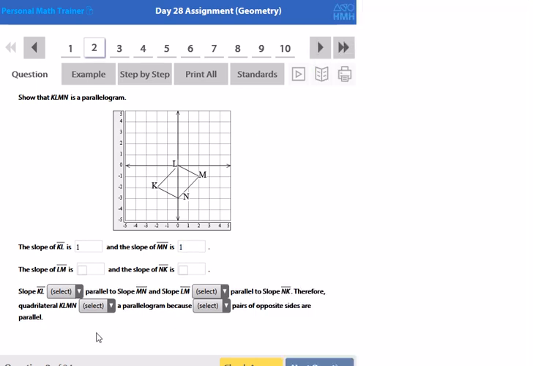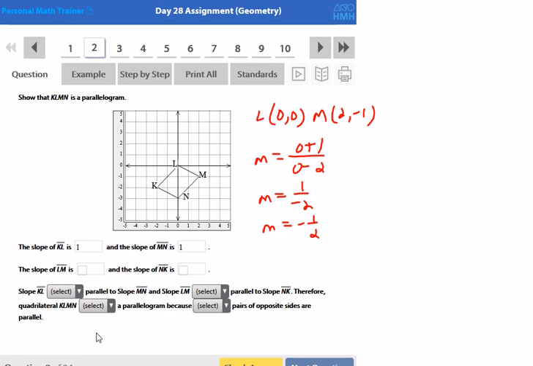Now let's find the slope of LM. L is at 0, 0. M is at 2, -1. So the slope there would be 0 plus 1 over 0 minus 2. So the slope there is 1 over -2, which is -1/2.